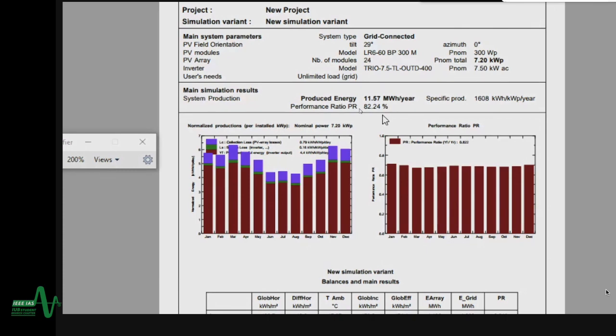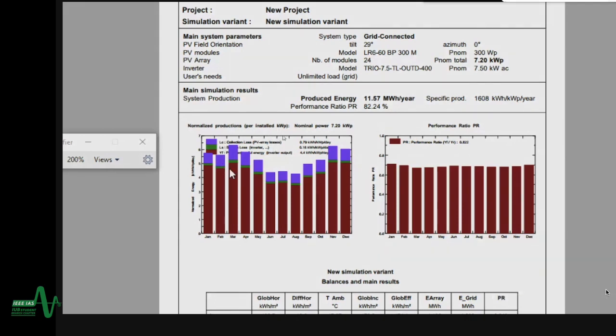So it will compare the standard system with the system you have designed, and then make the ratio of it. Our ratio is 82.24%. That's pretty good. Our system is 82%. I would say no risk.